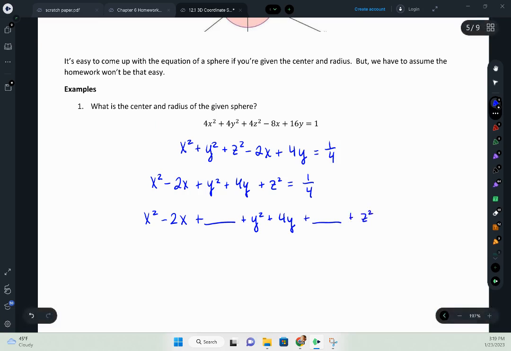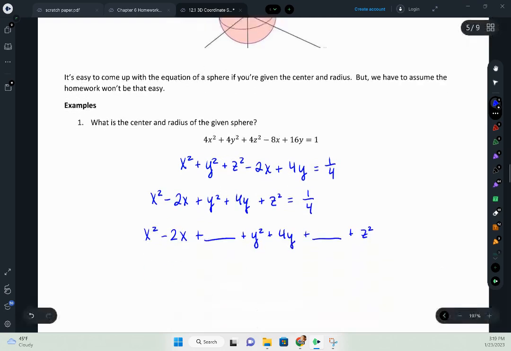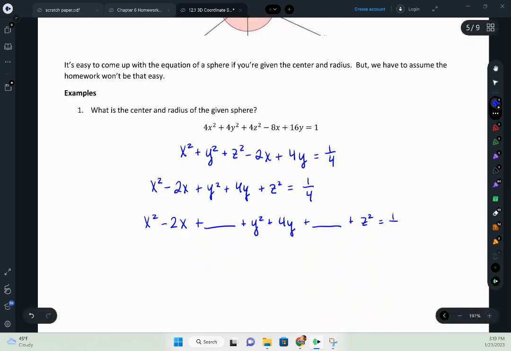Plus z^2. Now z^2 is good. z^2 is my favorite thing in this whole equation because z^2 is standing alone. There is no plus something at z. It's just z^2. So if we compare that to the standard form up here when the center is at (0, 0, 0), if we have a z^2 showing, then my z component for the center must be 0. So I don't have to play with that at all. And then from there, equals 1/4.